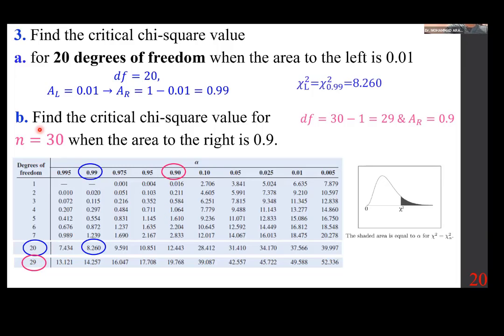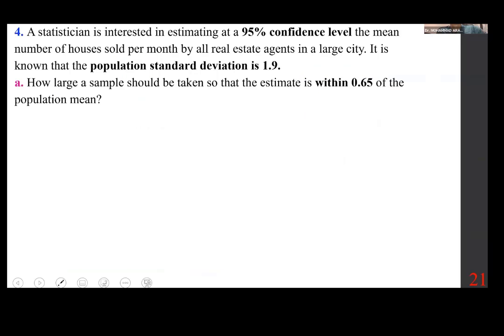So on the left column, you find the degrees of freedom. In this case it is 30 minus 1, or 29. Here's the area, and therefore the answer is 19.768. So chi-squared of the right, chi-squared of 0.9, because the area to the right is 0.9. Remember, we always need the chi-squared with the area to the right. 19.768 is the answer.